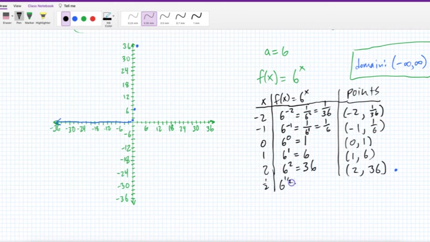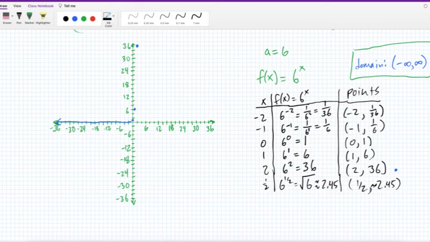So it'd be 6 to the 1/2. In other words, radical 6. This is an irrational number. So I am going to grab my calculator for this one. And if I take the radical of 6, I get 2.449489743 and so on. So this is about 2.45. So our point is going to be 1/2, comma 2.45 approximately. Okay, this one is an approximation.